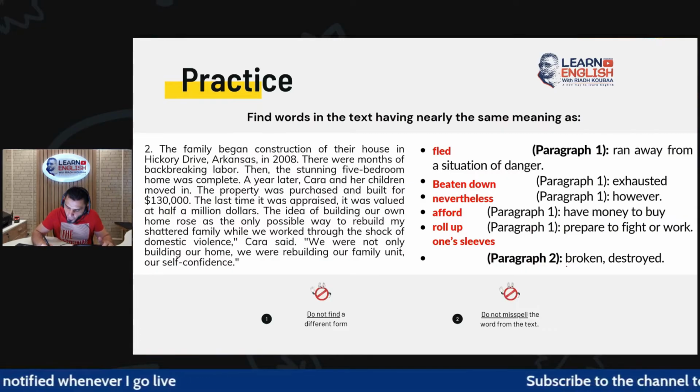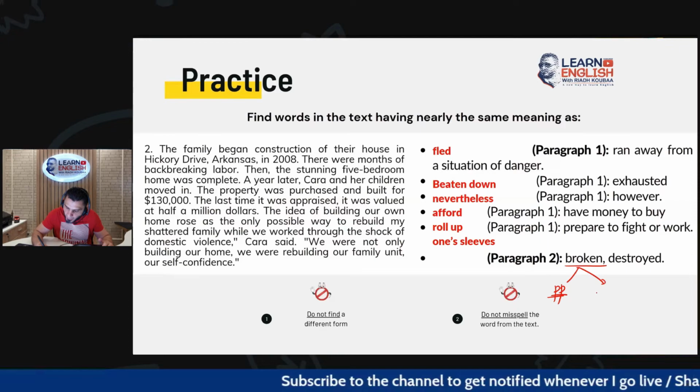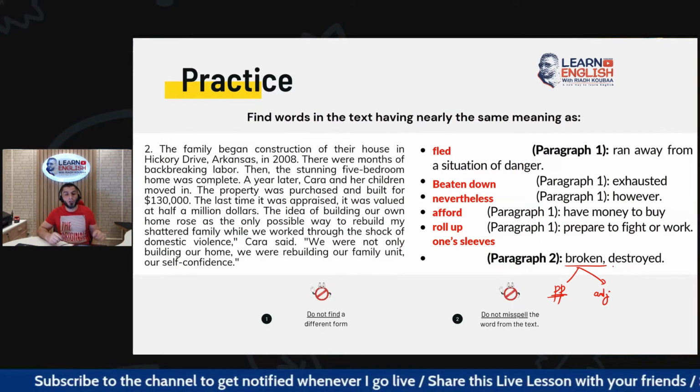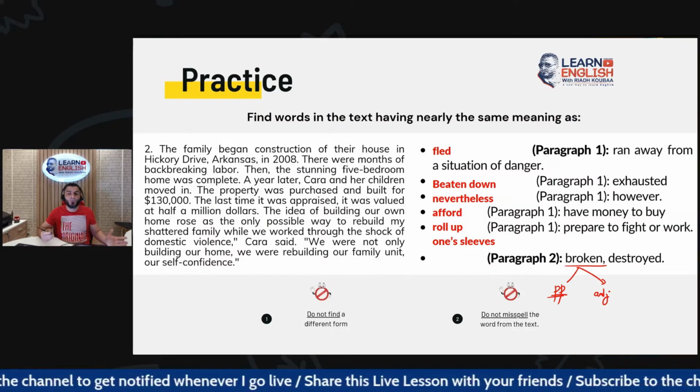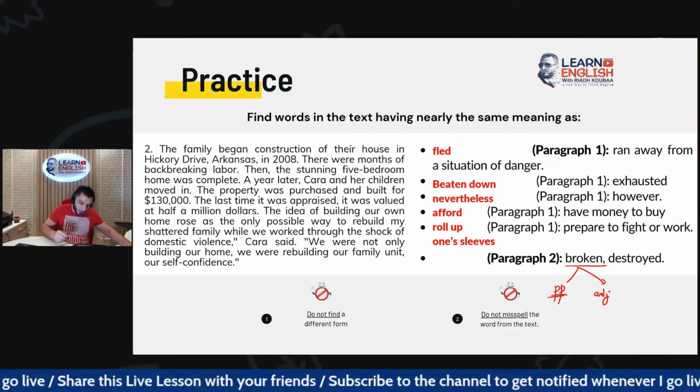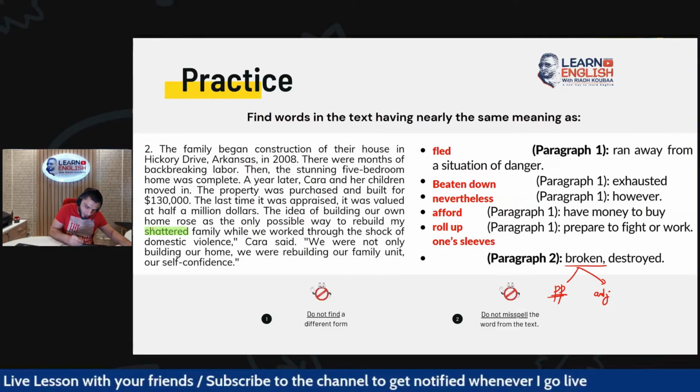Then we have broken and destroyed. So broken and destroyed can be past participle or it can be an adjective. So I have to find a word from the text with the same meaning as broken. So which is shattered.